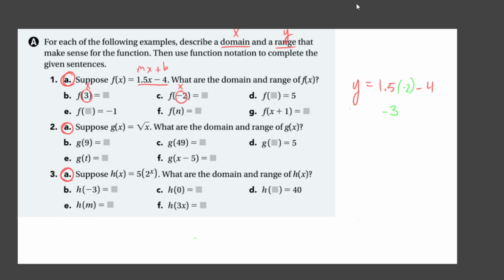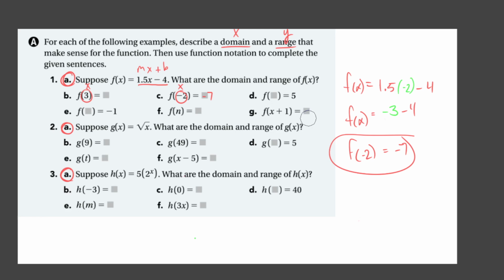This turns into a -3 minus 4 is equal to, I'm sorry, I forgot to replace this. This is f of x now. Is equal to -3 minus 4, which means f of -2 is equal to -7. So f of -2 is equal to -7.